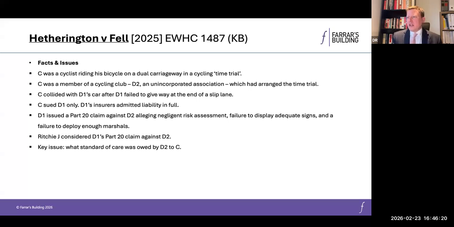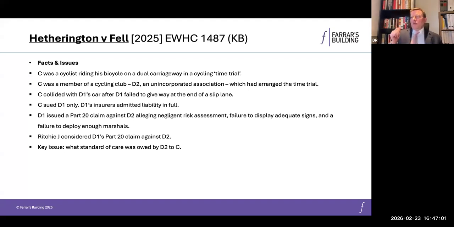The claimant in this case is injured while cycling in a time trial organised by a voluntary cycling club. In common road traffic accident circumstances, the claimant's struck by a car that's coming in the opposite direction but then turns right across the cyclist's path. Ultimately, the driver's insurer admits liability, but the driver's insurer brings a contribution claim against the cycling club. And I think that the points to extract from this case are the scope of the duty and the standard of care that are required in the context of voluntary organisations.